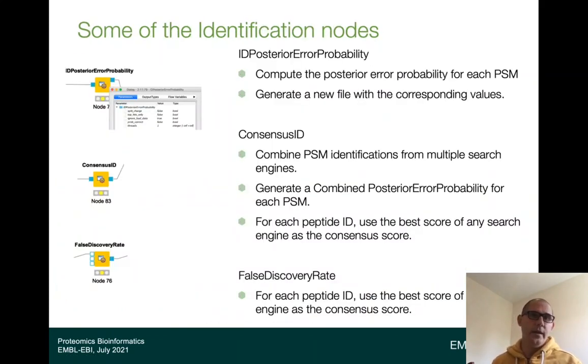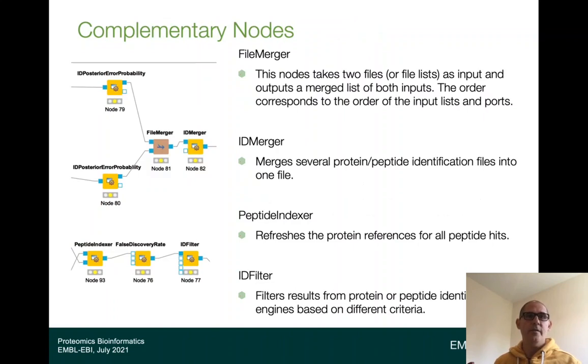Then some of the identification nodes, as I said, are ID posterior error probability, which converts search engine scores into a common score, false discovery rate to compute the false discovery rate, and consensus ID to combine PSMs. And there are other, what I call complementary nodes, and these nodes are more for data handling, like for example when you want to merge search engines and so on.